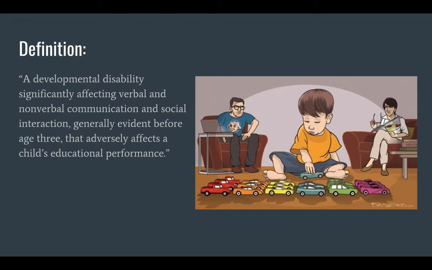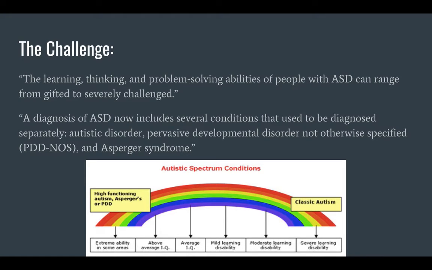So essentially, it's the way that students communicate, right? It's a disability that affects their verbal and nonverbal communication and their social interaction, and it's going to be noticeable generally. However, the problem with taking this definition and blanketing it over autism generally is that there's a huge range in what autism means, because it's become kind of an umbrella term for several different disorders.